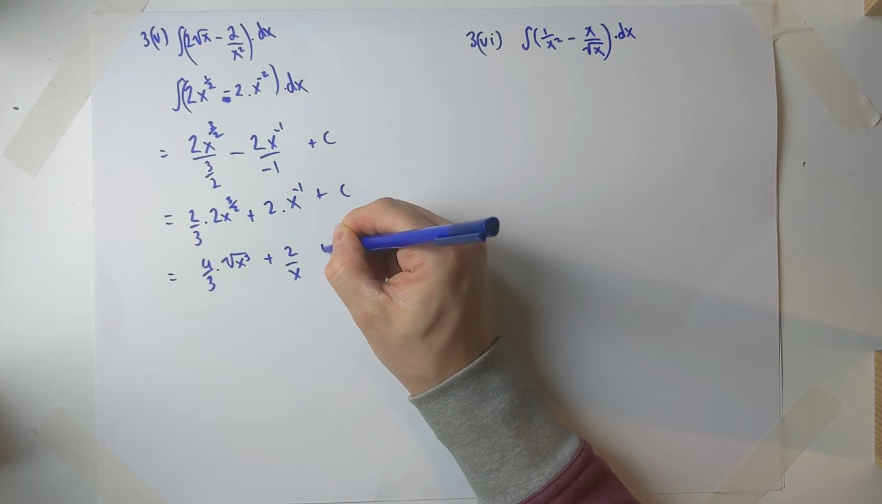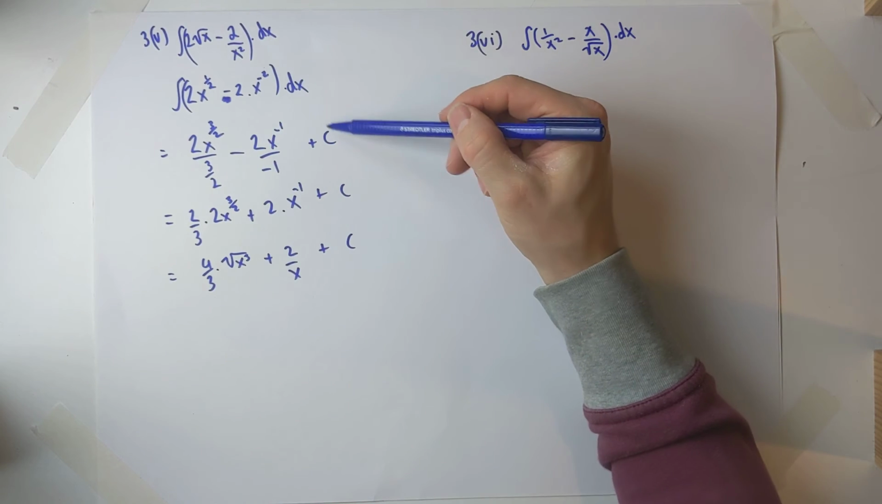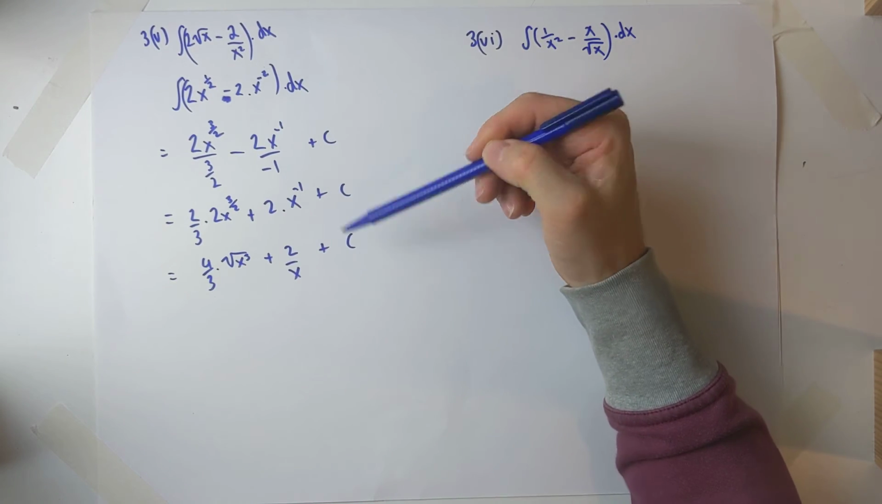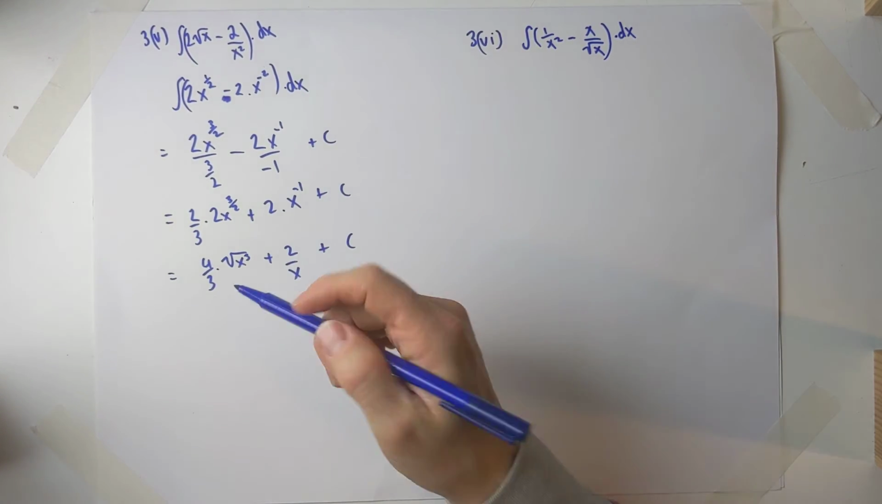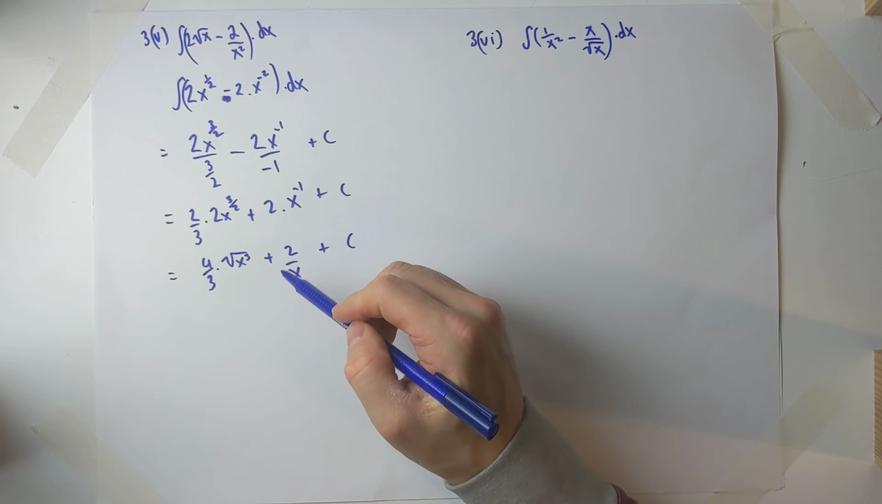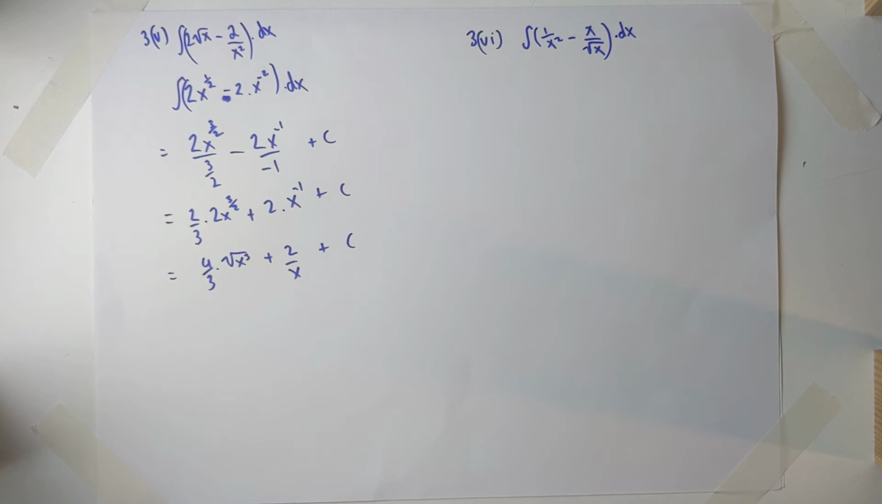Never forget the plus c. This is the point of integration, the plus c. So that's your answer there. It's 4/3 the square root of x cubed plus 2 over x plus c.